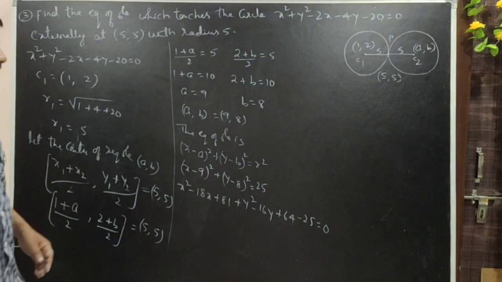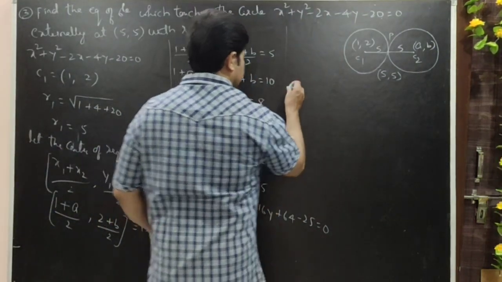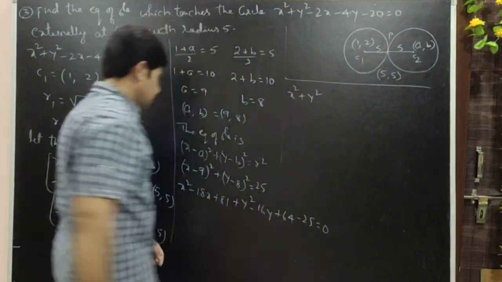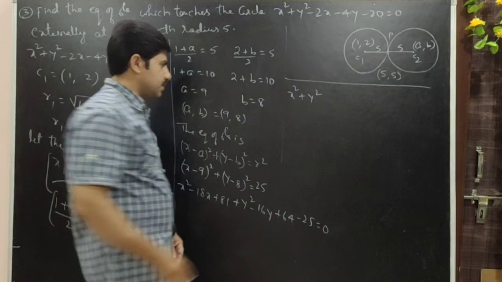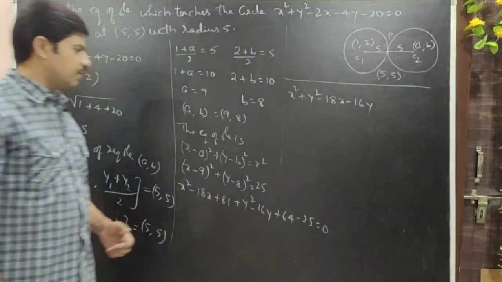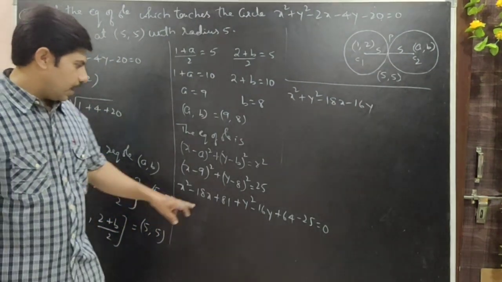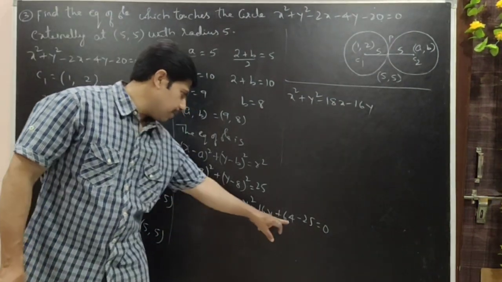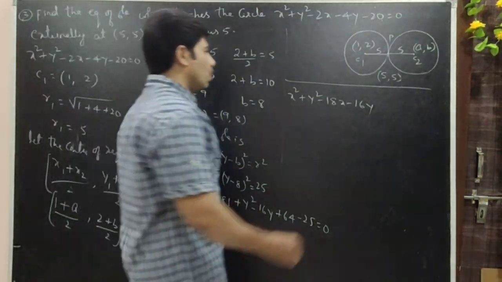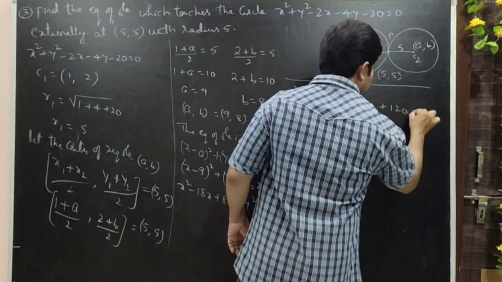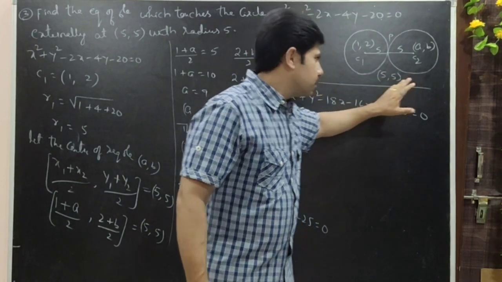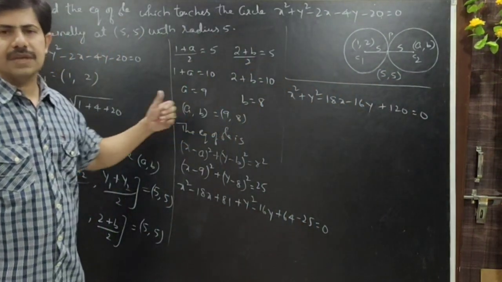So we'll simplify this. So what we get is x square plus y square minus 18x minus 16y. After that, the constants: 81 plus 64 is 145. 145 minus 25 is 120, is equal to 0, is the equation of the required circle. Okay, so this is also a very, very important problem. This carries 7 marks.